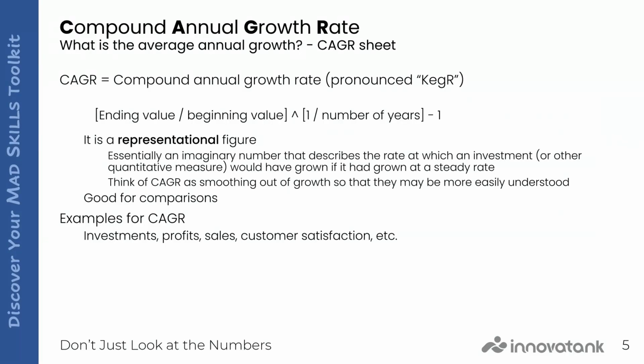You can use CAGR to smooth growth or decline over time. It's a representational number that helps comparisons across profit, sales, investment, and even things like customer satisfaction. Always look at both the smooth CAGR and the actual year-to-year changes for the full picture.